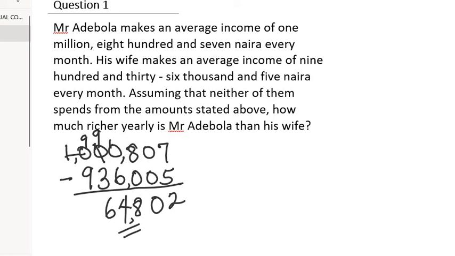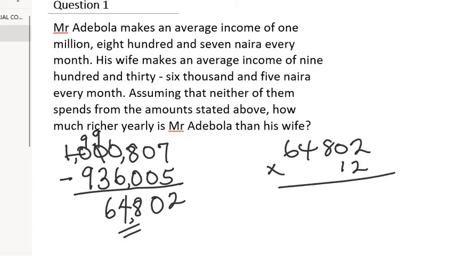Every month, Mr. Adebola makes 64,802 more than his wife. So he's 64,802 richer than his wife. But the question says, how much richer yearly? Since this is for a month, to get how much richer yearly, you multiply by 12, since 12 months make 1 year. 2 times 4 will give me 4. 2 times 0 is 0. 2 times 8 is 16. 6, you bring 1 here. 2 times 4 is 8 plus this one, 9. 2 times the last 6 will give me 12.